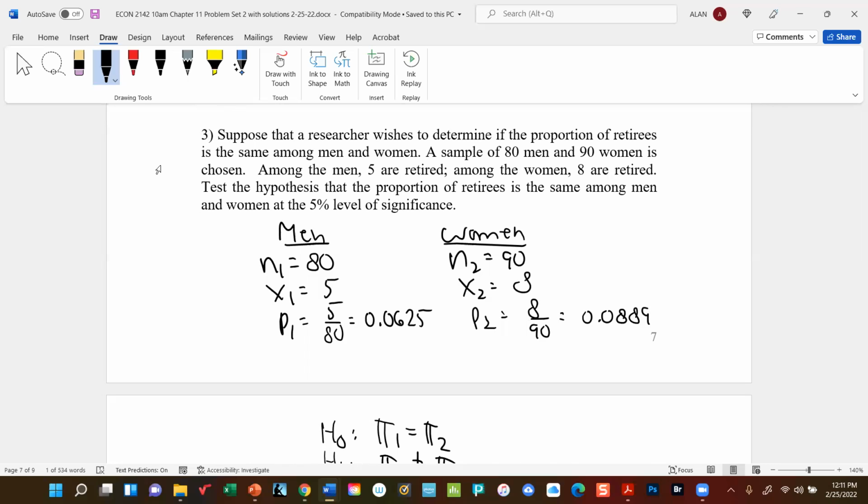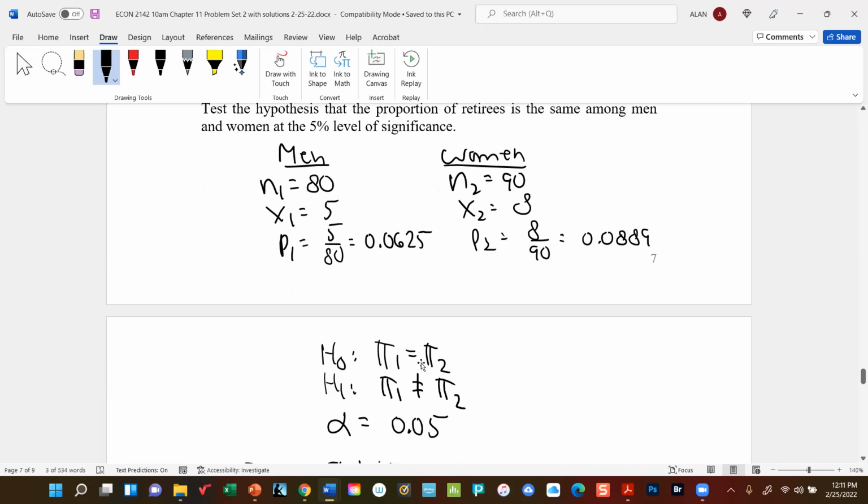If you notice, they're just asking if the proportion is the same. And you know what that means? Two-tailed test. Because we're not looking for evidence that one is greater than the other. We're just trying to find out if they're equal or not. And that's when we have a two-tailed test.